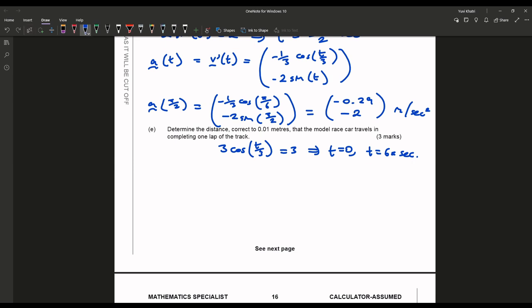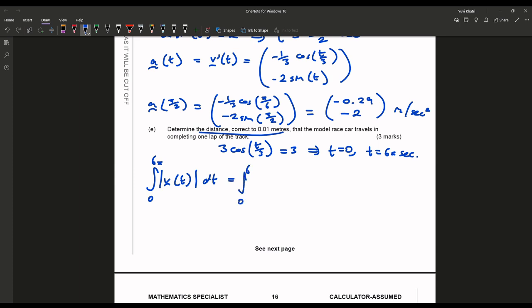So now we want the distance it travels completing that part of the track. So completing the track, that's the integral from 0 to 6pi. And this time we're using the absolute value of the velocity, because it wants the distance it's traveled upon completing one lap of the track.